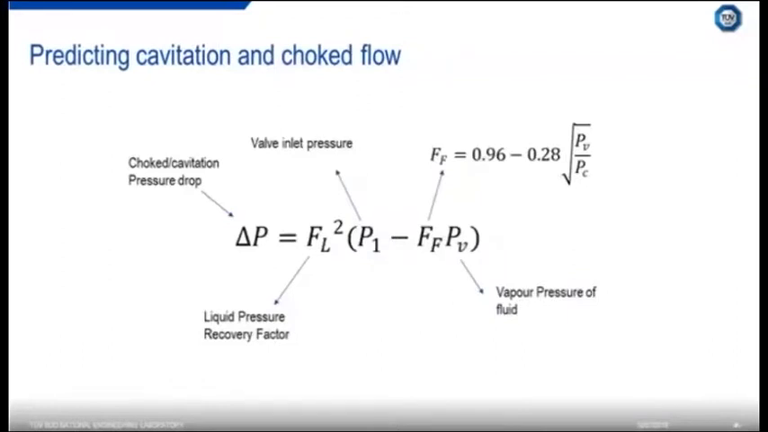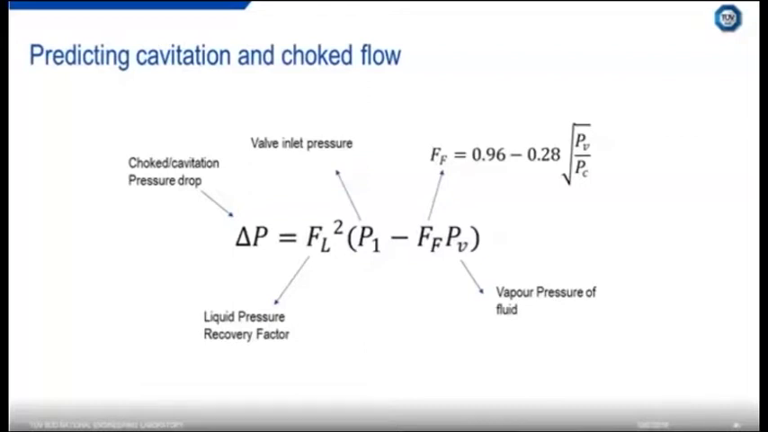So once you've actually determined an FL number, how do you use it for predicting safe operating limits for your valve? Well, it's quite a simple formula actually. The formula is presented here. The delta P we've got here is the choked or the cavitating pressure drop. So this is the pressure drop for a given set of input conditions that will lead to cavitation and choked flow. FL is the liquid pressure recovery factor.